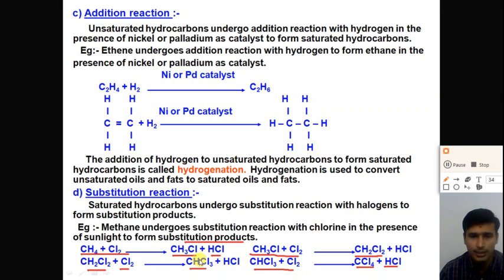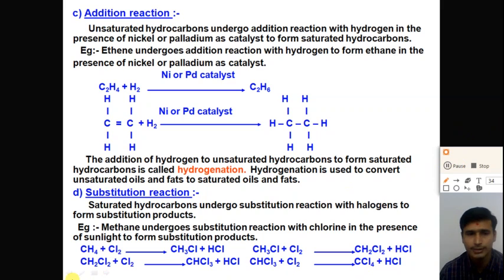So in each reaction, one hydrogen atom is removed and, instead of this hydrogen atom, a chlorine atom is added. Again one hydrogen atom is removed and a chlorine atom is added, right? So that is called the substitution reaction, right? So methane undergoes substitution reactions to form chloromethane, dichloromethane, trichloromethane and tetrachloromethane, right? If the carbon atom is joined with four chlorine atoms, it is tetrachloromethane.